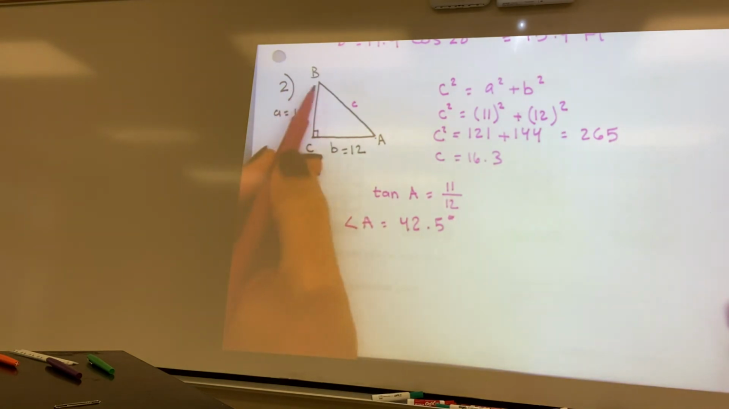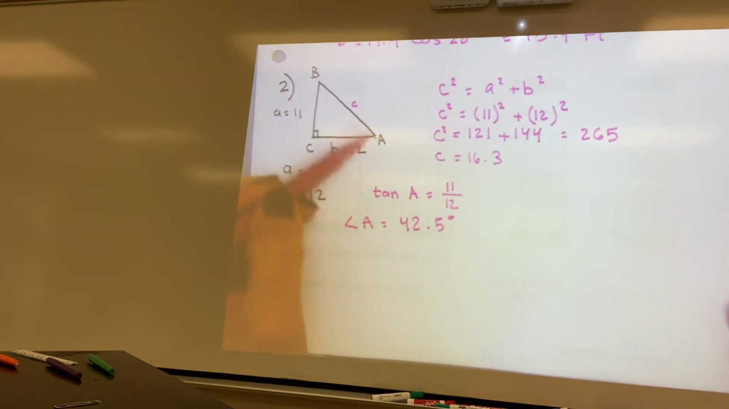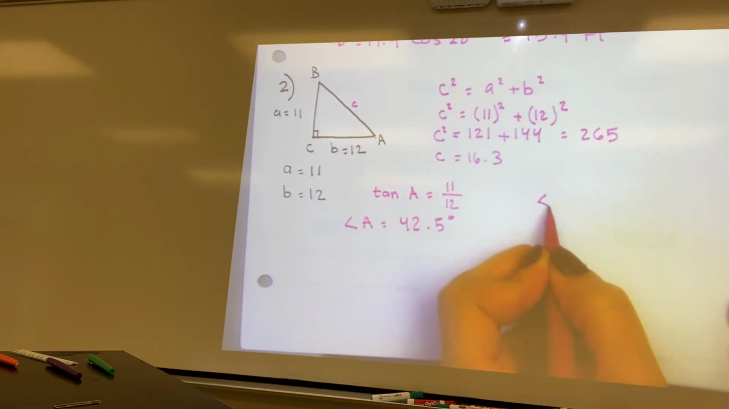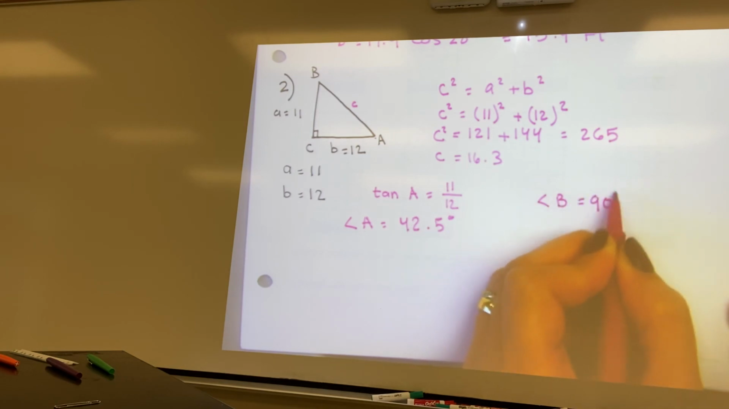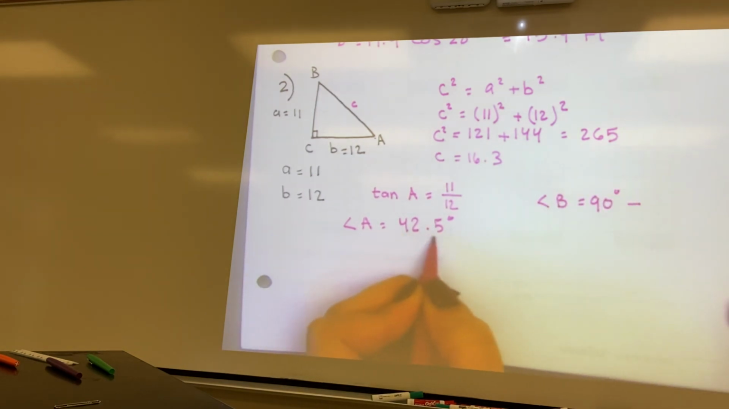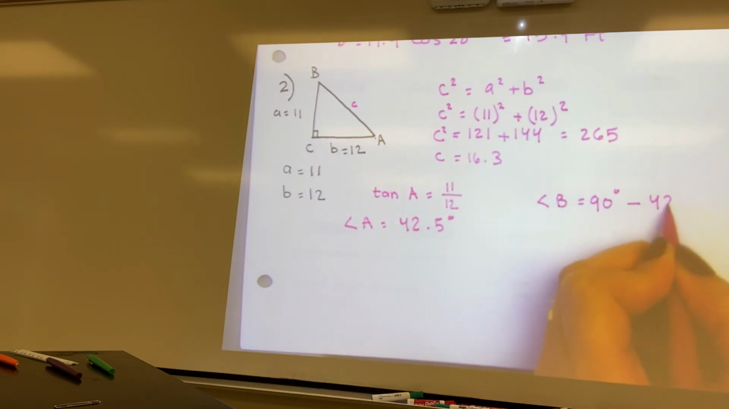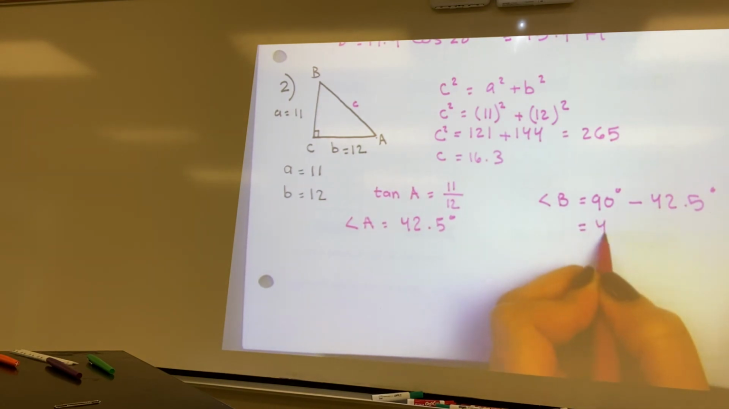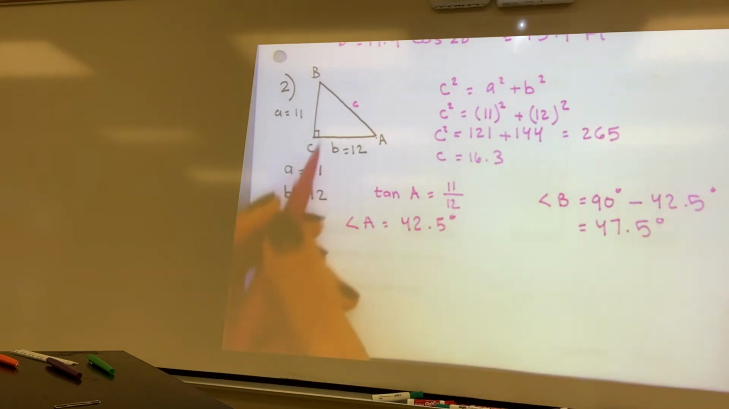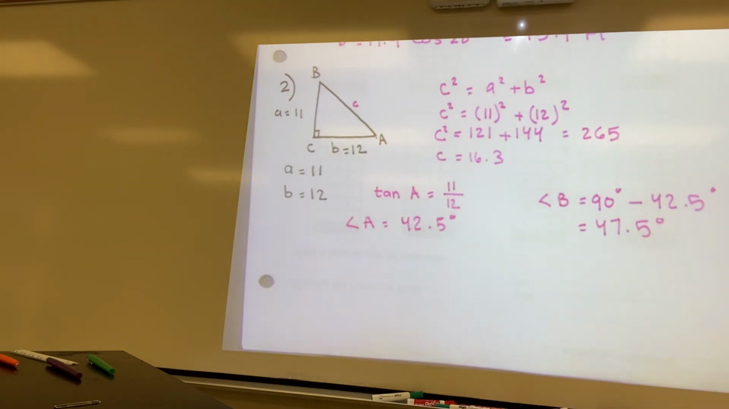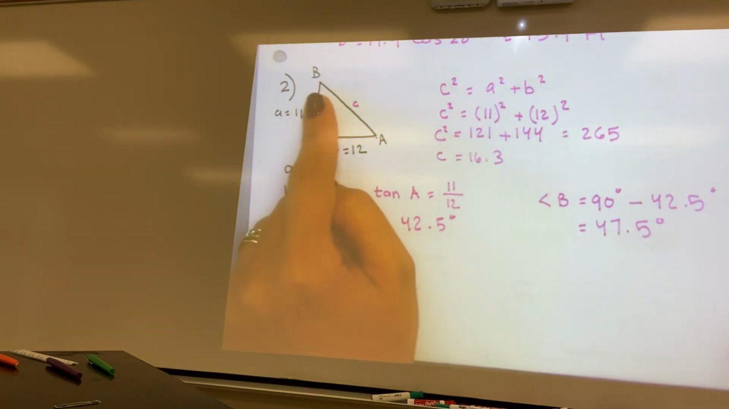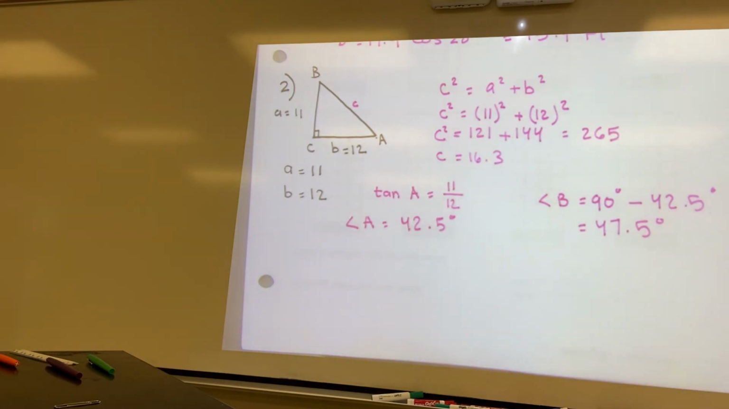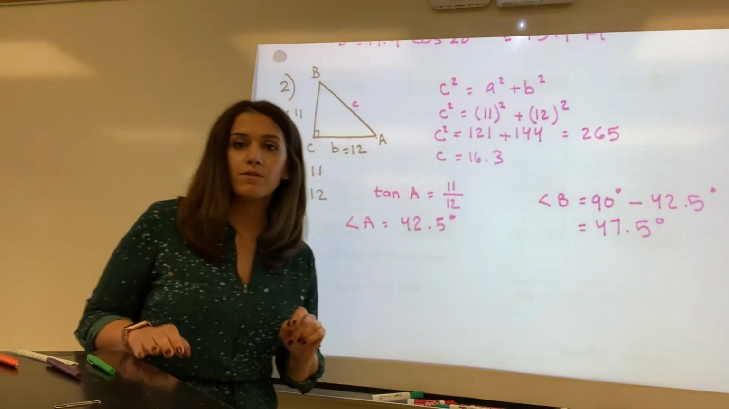Last step, to find the measure of angle B. Remember we said A plus B should equal 90 degrees. So I will say measure of angle B is 90 degrees minus measure of angle A, which is 42.5 degrees. Subtracting these two numbers will give me 47.5 degrees. That's the measure of angle B. Again, I found the lengths of all of the sides and the measure of all of the angles. And that's it for this video. See you in the next one.